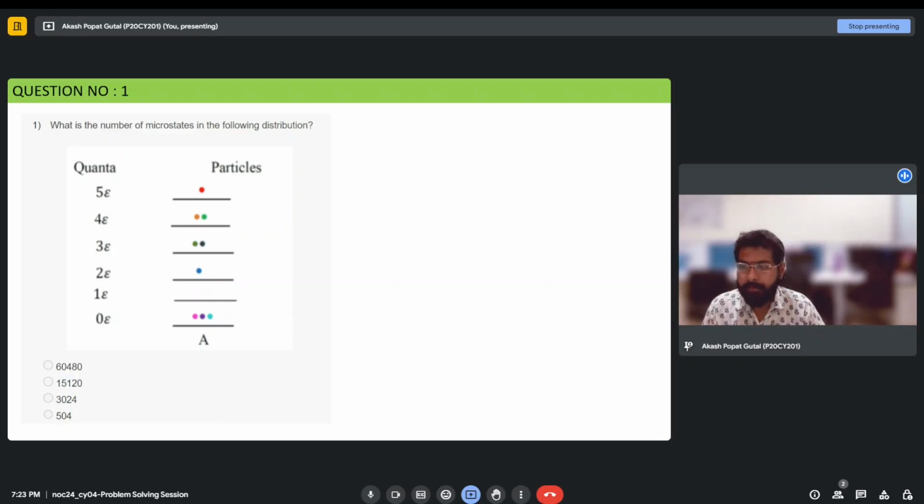The question number one is, what is the number of microstates in the following distribution? So quanta and distinguishable particles are given. The distribution is given. We are asked the total number of microstates in the following distribution. Okay, we have seen the formula. So please try to solve this. I will give you 2 to 3 minutes. And if you need more time, you can pause this video and try to solve by yourself and then check the solution part.